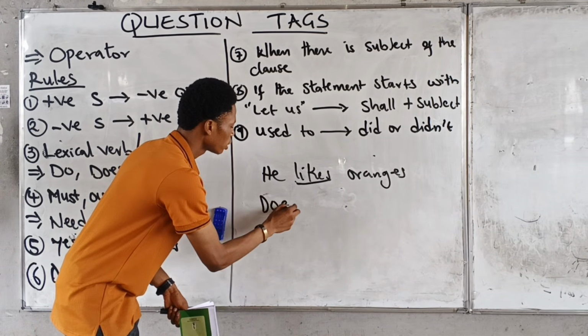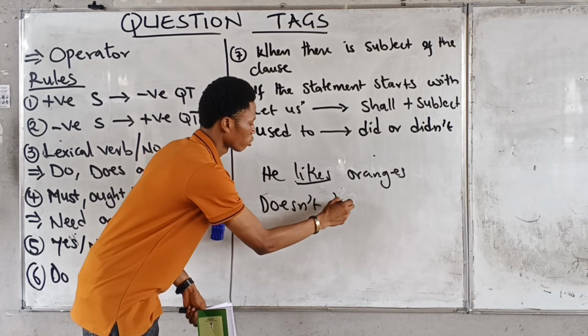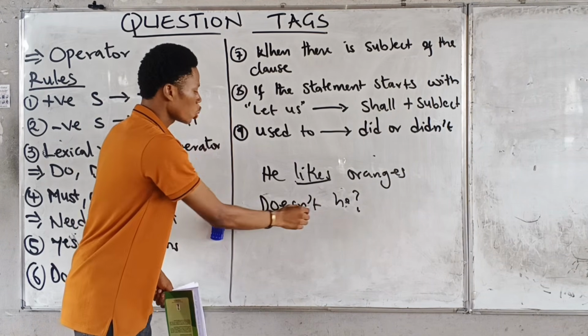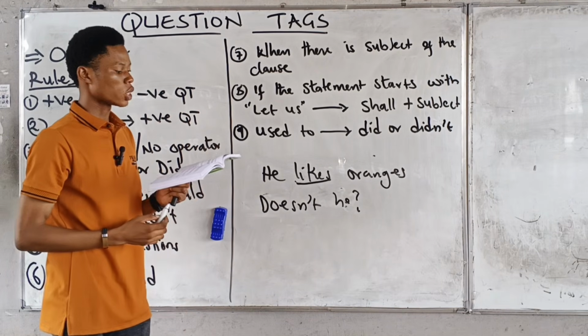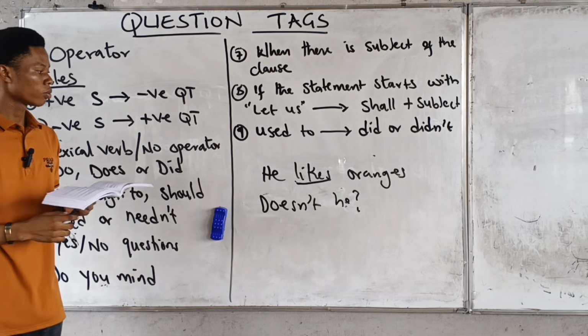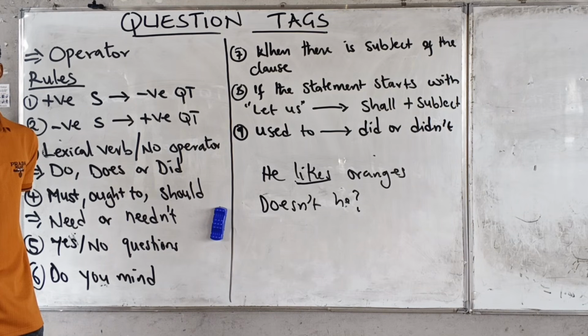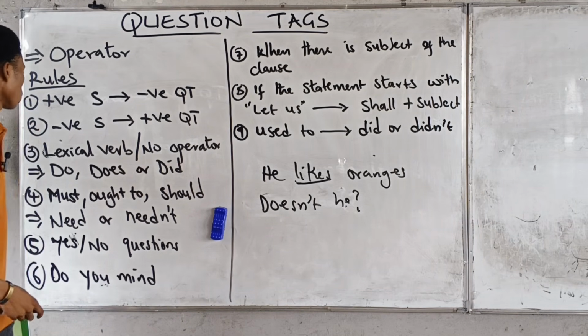Doesn't he? Because this is positive, so remember rule 1. The question tag should be what? Negative, right? So doesn't he? You will not say he likes oranges, liking he. You can't say that. Doesn't he is the answer.